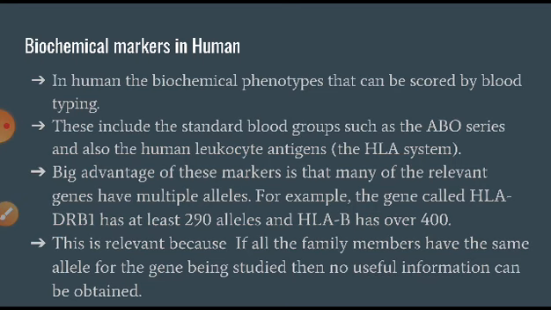A big advantage of these markers is that many of the relevant genes have multiple alleles. Alleles, I have already told you, means variants of that gene, right? Suppose gene A has 3 variants: gene 1A, gene 1B, gene 1C. So the gene has 3 variants, and these variants are called alleles. For example, the gene called HLA-DRB1 has at least 290 alleles. Now you see, the DRB1 gene has 290 alleles and HLA-B has over 400 alleles.